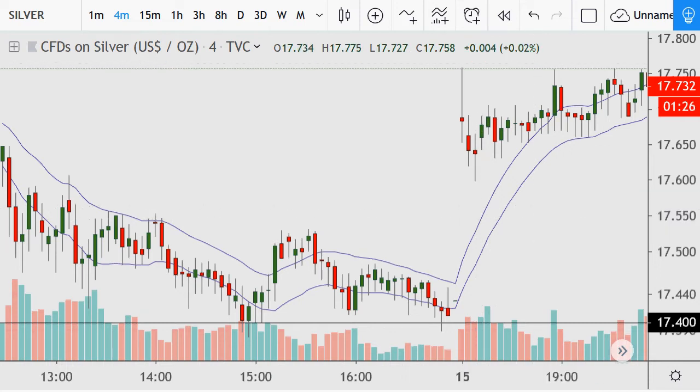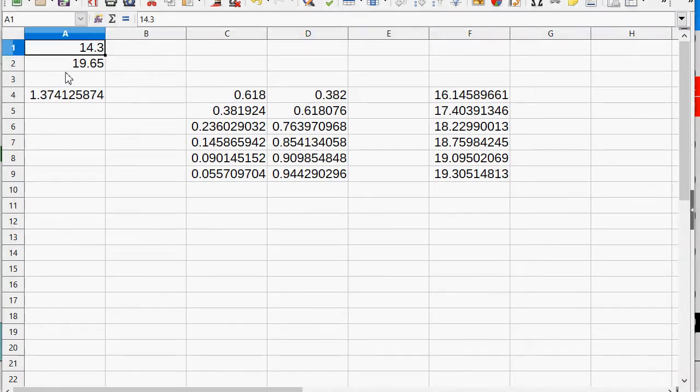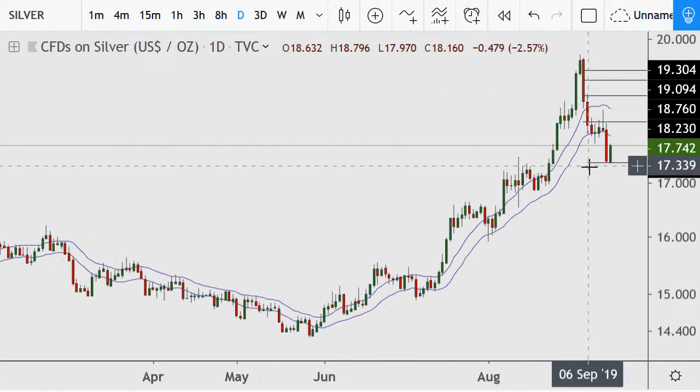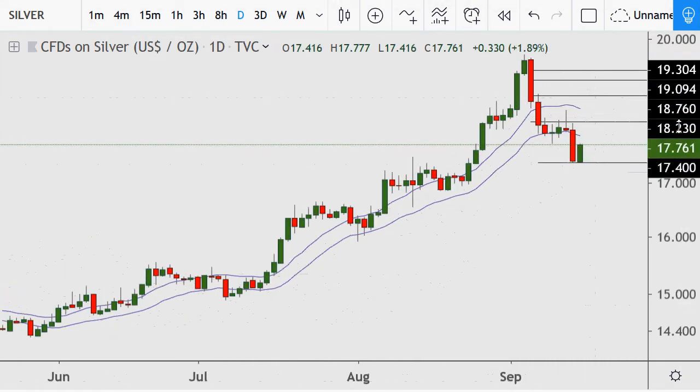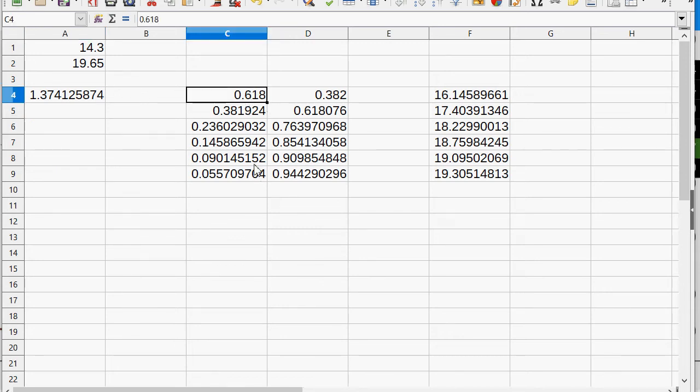How are these levels calculated? Well, simple. What I did, I put the low in here, that's 1430. And for the low, let me show the chart for the actual move. We're talking these lows and these highs. And when we go back to the spreadsheet, it is high divided by low, which equals 1.374125874. And I typed in 0.618 here.